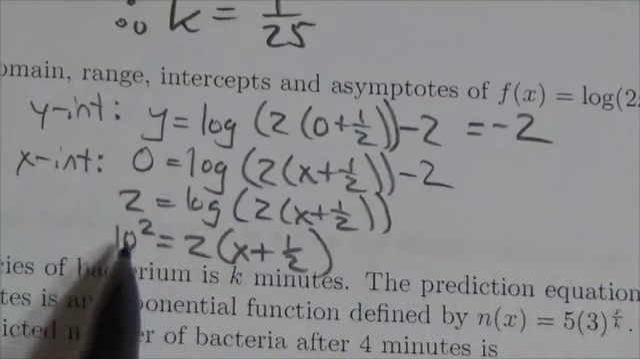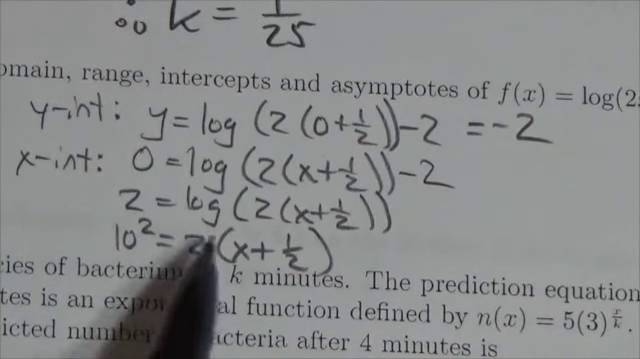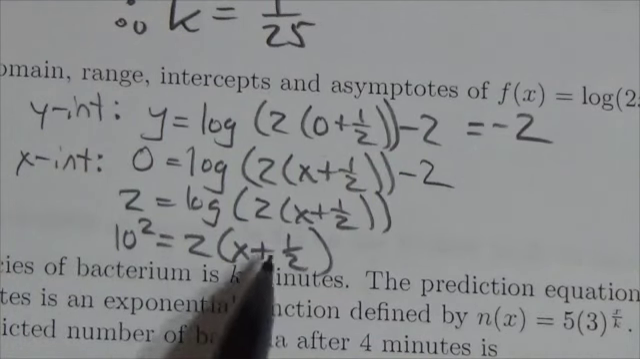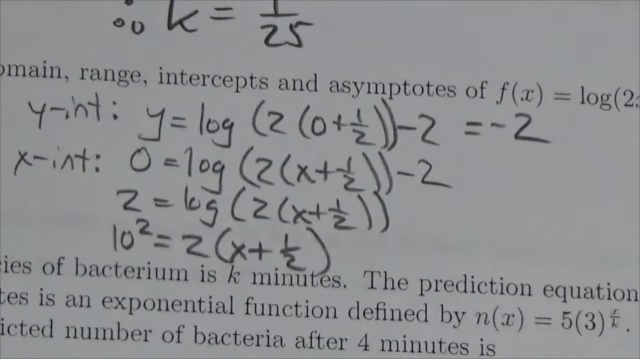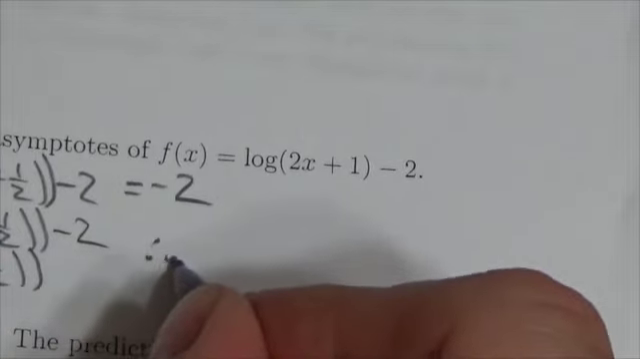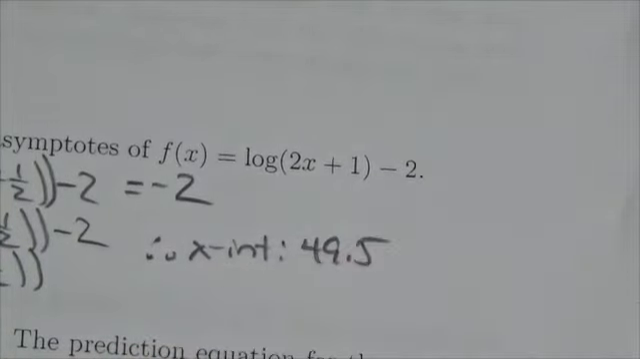That's relatively easy, because 10 to the 2 is 100. Then I divide by 2 and get 50, and then I subtract that 0.5. 50 minus 0.5 is 49.5. So the x-intercept is 49.5.